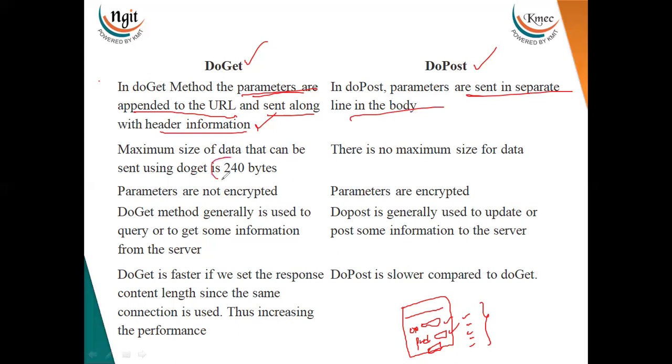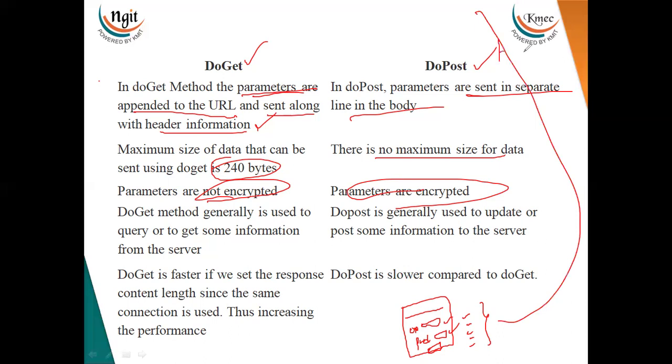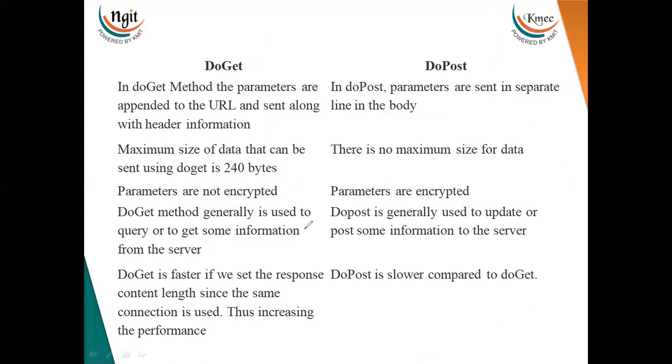Here the maximum size is 240 bytes only. That is, the maximum size of data that can be sent by using doGet is 240 bytes only. When it comes to doPost, there is no maximum size and no restriction. Here the parameters are not encrypted, whereas with doPost the parameters are encrypted. That is, if you send the parameters using doPost, the data will be hidden in the URL. That is the meaning of encrypted.